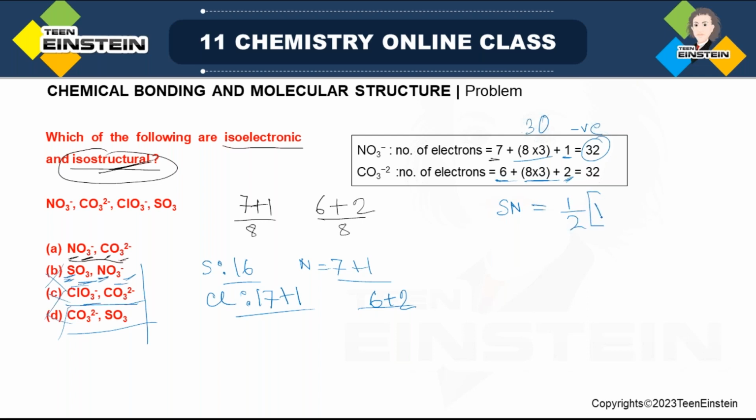Steric number is half of the number of valence electrons plus the number of monovalent atoms attached, plus or minus charge. If it is a positive charge, then you have to subtract it. If it is a negative charge, you have to add it.